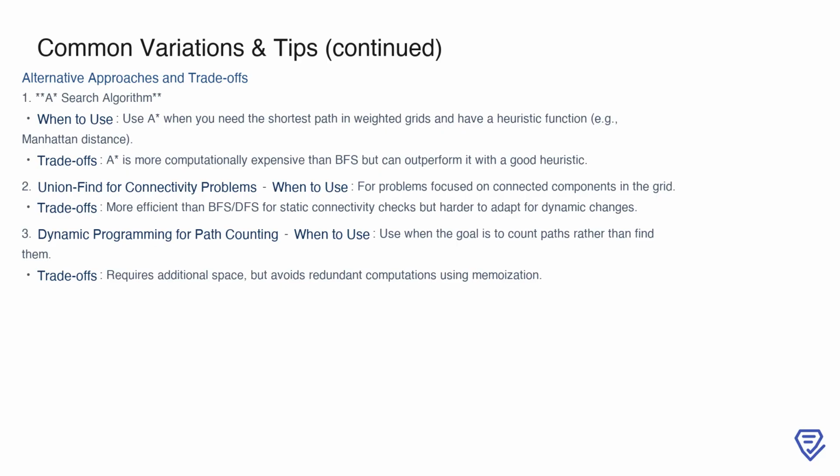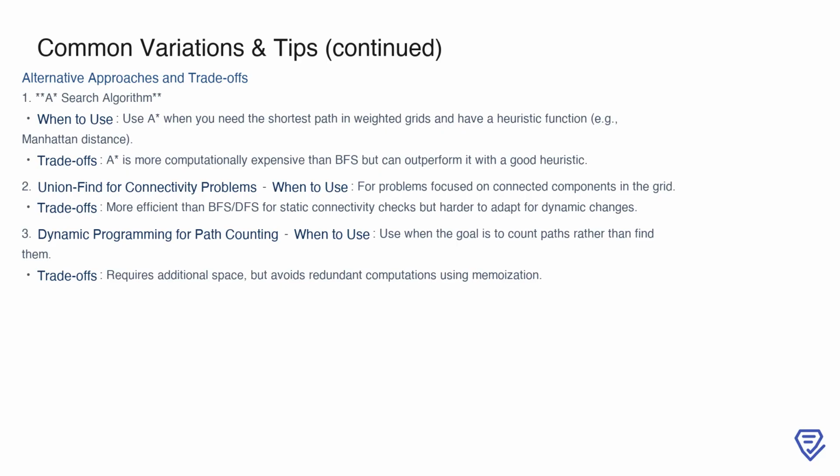When considering alternative approaches, the A* search algorithm is a powerful option for finding the shortest path in weighted grids. It uses a heuristic, such as Manhattan distance, to guide the search, making it more targeted than BFS. However, A* is computationally more expensive and relies heavily on the quality of the heuristic. For problems focused on connectivity rather than pathfinding, the union find algorithm is another alternative. It's particularly efficient for static connectivity checks, as it avoids repeated traversals. However, adapting it to handle dynamic changes can be challenging.